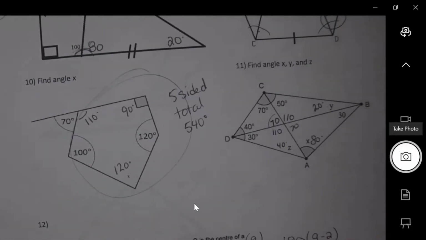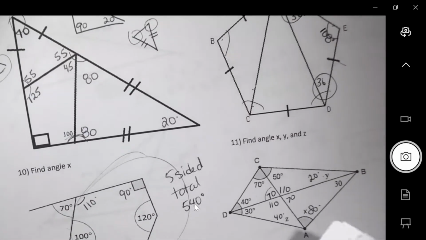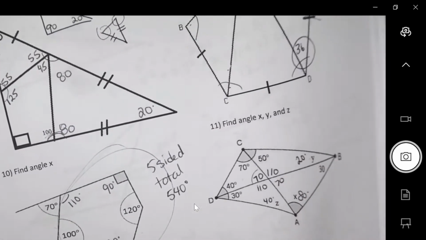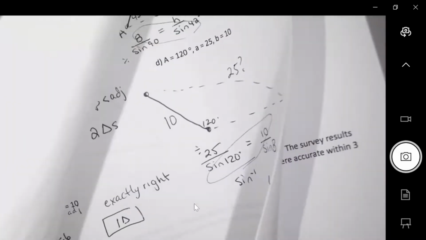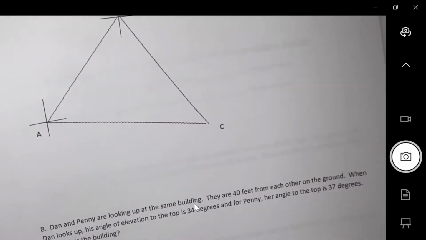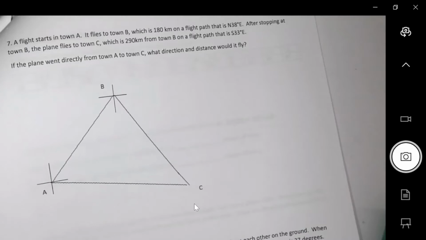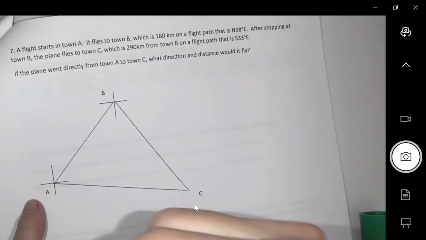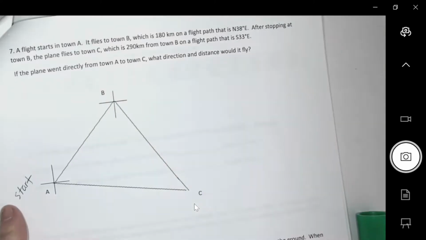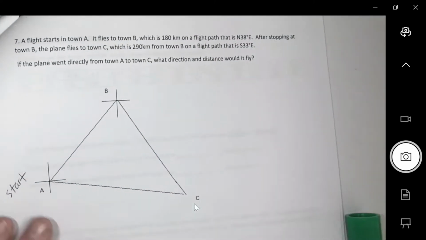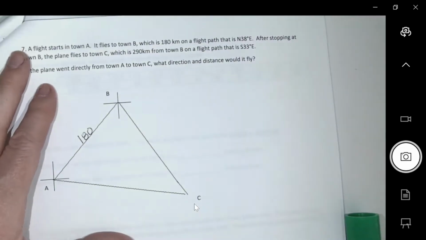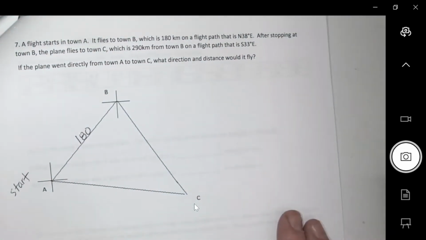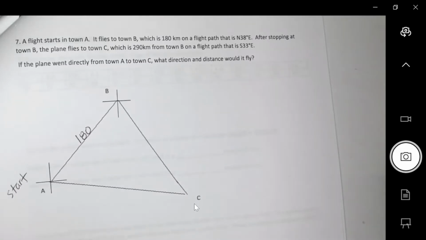Okay, setting up the trig word problems, that's where we are. A flight starts at town A. So here we are, this is where we're starting. And we're going to head to B, which is 180 kilometers on a flight north 38 east.